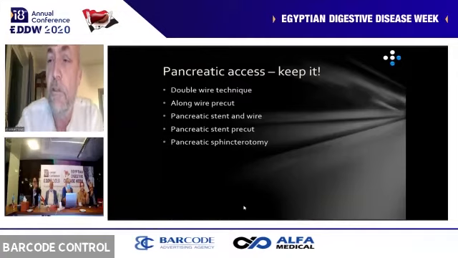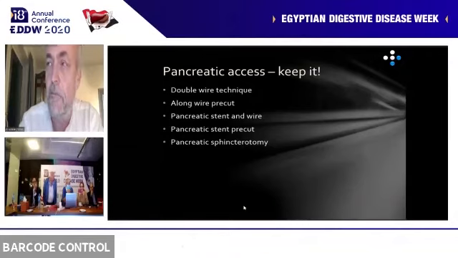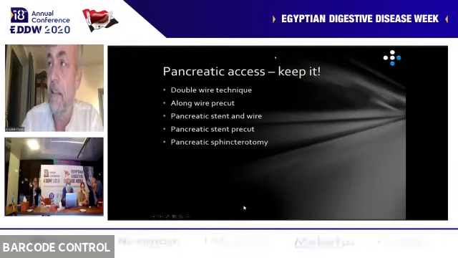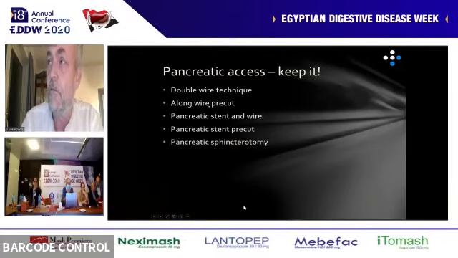If you get pancreatic access, because that happens not infrequently, although most of the time you want to get to the bile duct, then you should consider keeping it and utilize it with one of these techniques, double wire techniques or a long wire pre-cut. I think those are the two most important techniques which are valuable in this situation.